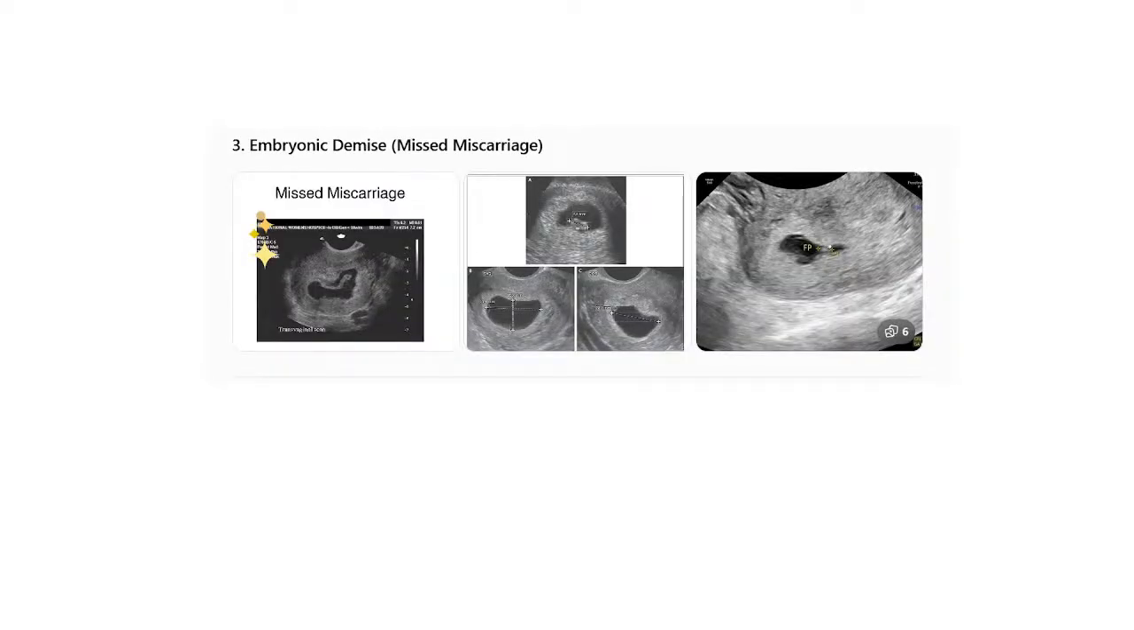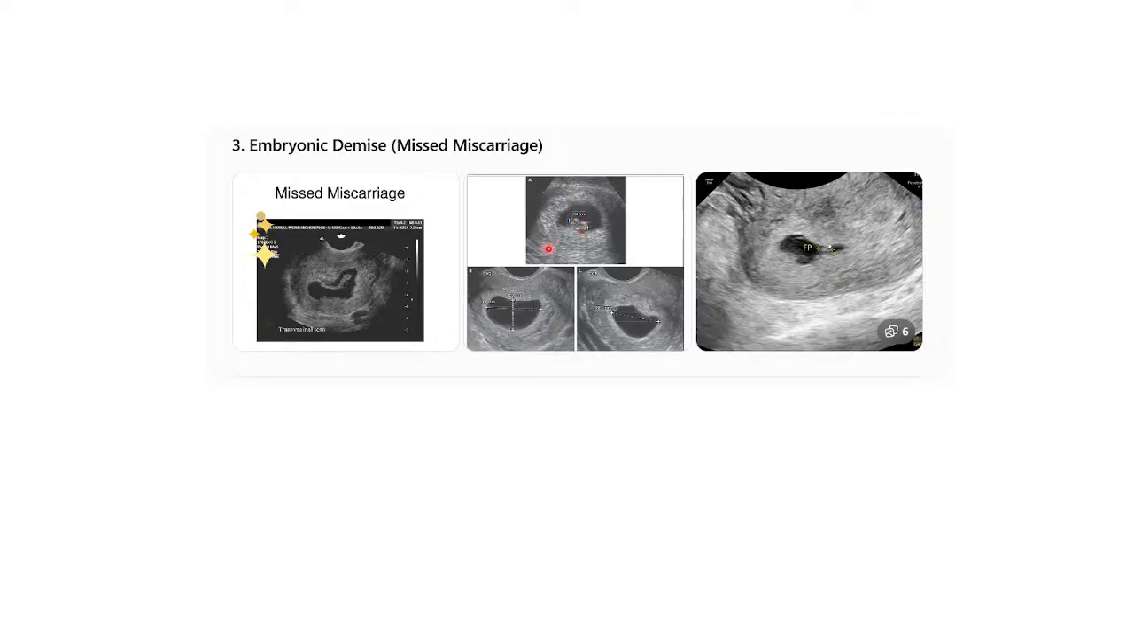Next, the embryonic demise, the so-called missed abortion. You can see here an elongated echogenic structure, shrunken. That is the dead embryo. The embryo died there. As long as it is above 7 millimeters and there is no cardiac activity, then you are confident that you are dealing with a case of what? Of a missed miscarriage or a dead embryo.